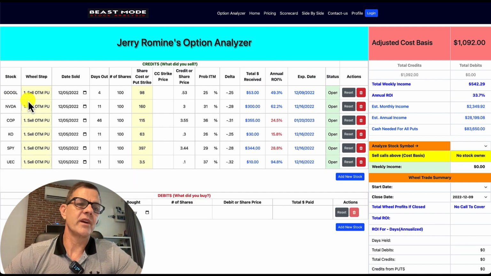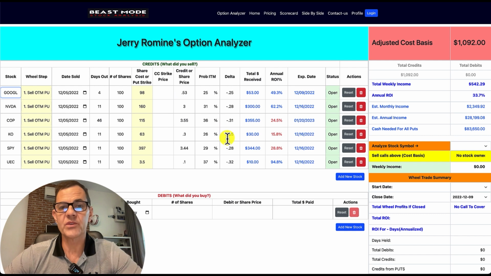And now for our last screen, I just wanted to show you all 6 of the different stocks that I input in. We tried to keep it at around a 0.3 delta, and you can see our annual ROI varies quite a bit, with a low of 15.8% for Coca-Cola down to a high of 94.8%.